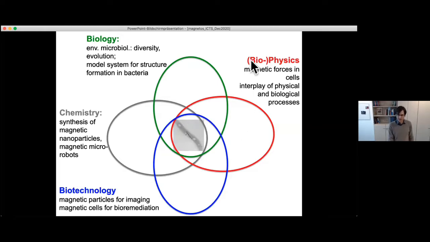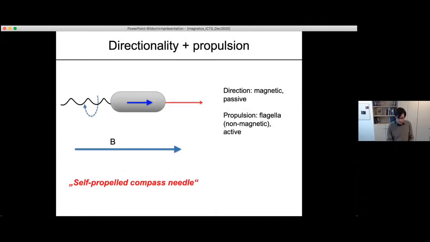And of course, there's the physics side, which is what I'm mostly interested in. There's the question, what role do these physical forces of magnetism have in a cell? How do they act together with the biological processes? And there are also some applications in biotechnology. For example, if you have magnetic bacteria and you make the bacteria take something up, then you can extract the bacteria from the environment or from water with a magnet as a way of extracting whatever they have taken up, for example, toxic compounds. And of course, you could use the particles themselves, and you could use the bacteria to build some kind of biohybrid micro robots.